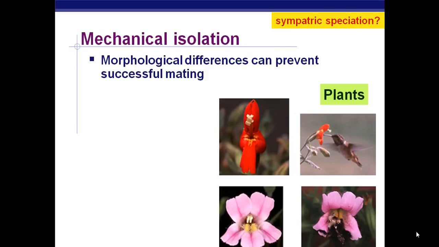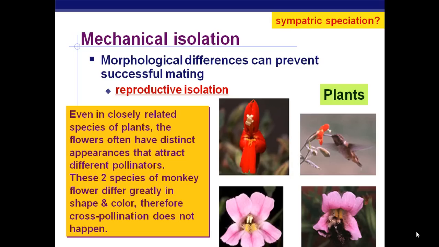There are morphological differences that can prevent successful mating, and this is a form of reproductive isolation. In plants, even in closely related species, the flowers often have distinct appearances that attract different pollinators. So these two species of monkey flower really differ in their shape and their color, and therefore cross-pollination doesn't happen.